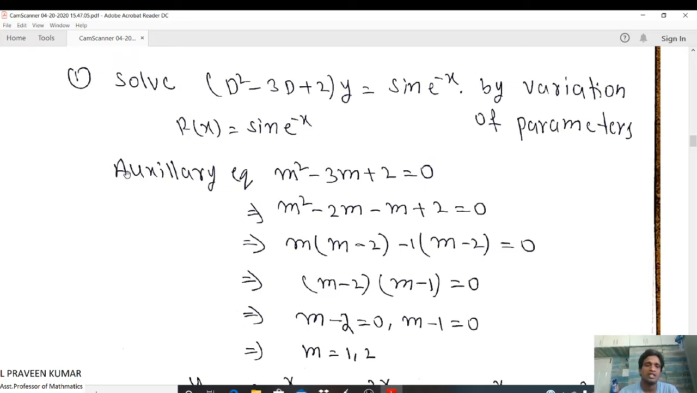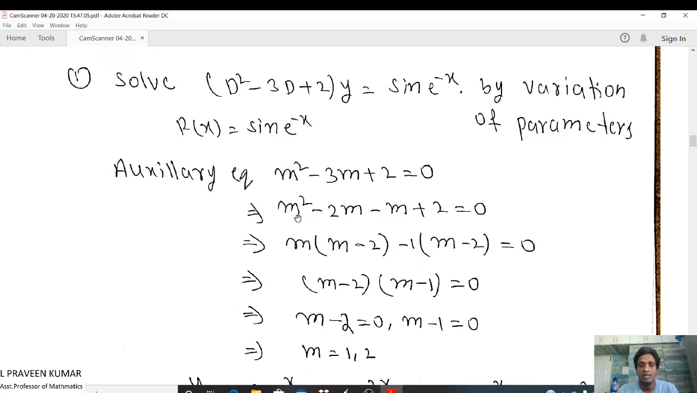First, the auxiliary equation: instead of d I am writing m. m square minus 3m plus 2. Then how to find the m values here? By the factor method, here 2 into m will be 2m square. That means we write minus 3m as the sum of two values whose product is 2m square and sum is minus 3.